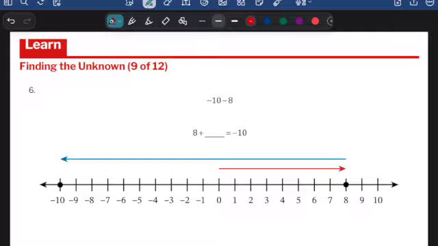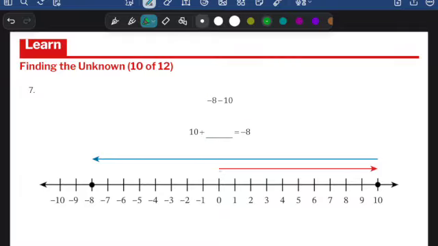Okay, for number 6, we started at 0, we moved to the right to get to positive 8. Now we need to move to the left to get to negative 10. Since I'm moving to the left, my addend has to be negative. So my unknown addend is negative 18. That means if I do negative 10 minus 8, I should get negative 18. You can think we move to the left 10 units, and then we need to move to the left even more, 8 more units. So I've already got to negative 10, and I keep going to the left 8 more units to get to negative 18.